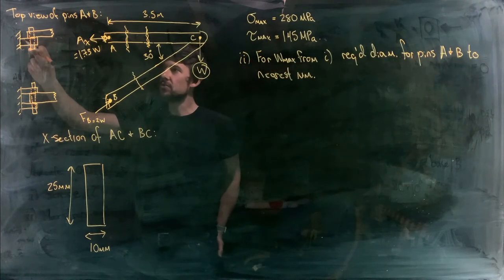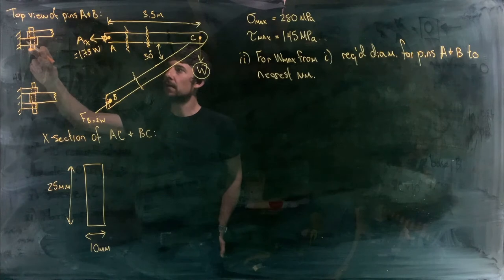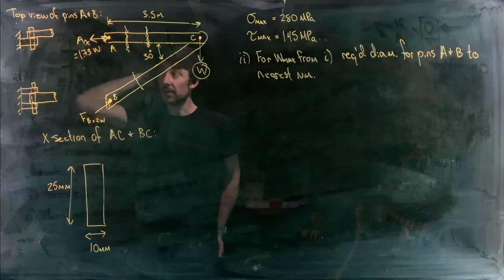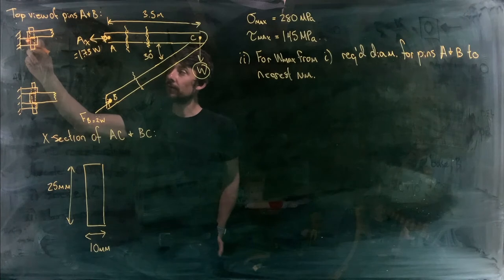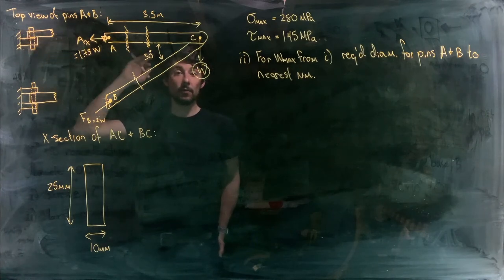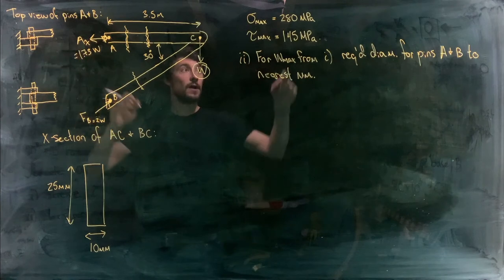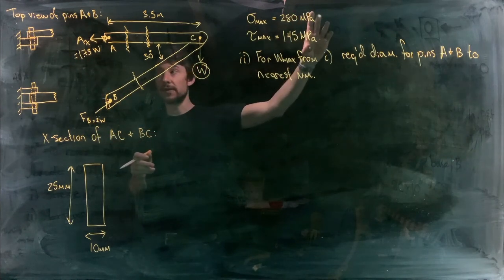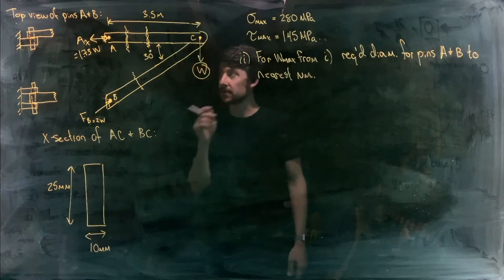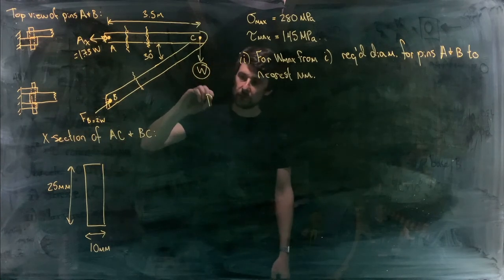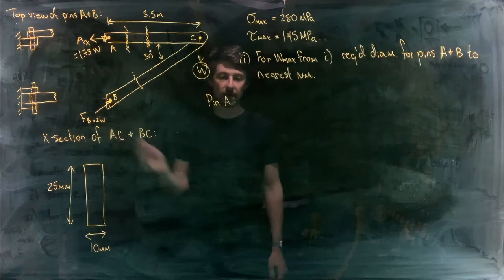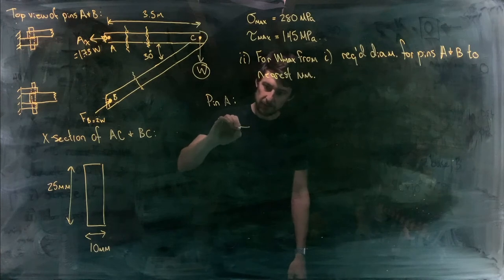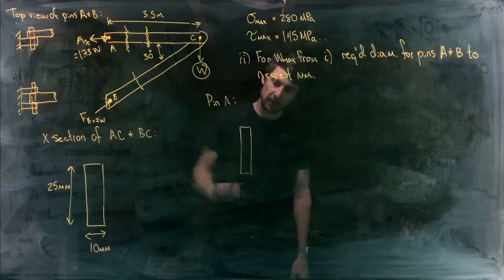If we want to figure out what the size of those pins need to be, we need to look at what the internal forces are like within them, and then figure out what type of stress we're going to have, and then use our stress values to size the pins. So let's do pin A first. Pin A. Okay, free body diagram of pin A. We'll take the overhead view of it like this. Okay, so there it is.